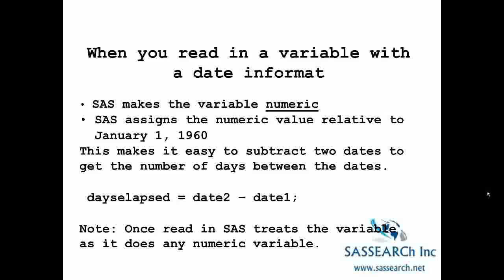When you read in a variable with a date informat, SAS makes the variable numeric. So to SAS, the date is a number, and that number is the numeric value relative to January 1st, 1960. Since SAS turns it into a number, it is easy to subtract two dates to get the number of days between the dates. So here in this example, we're creating a variable days elapsed equals date 2 minus date 1. The important thing to remember is that once SAS reads in a date variable, it treats it as it does any other numeric variable.